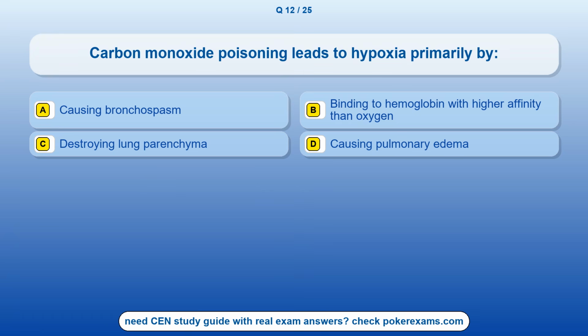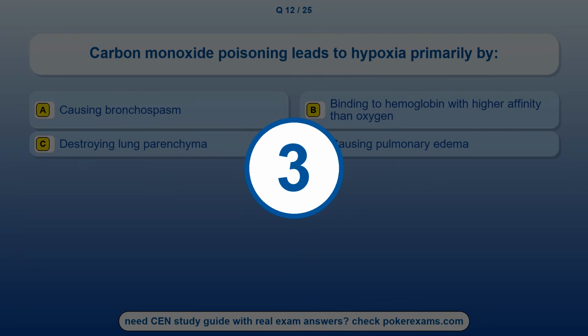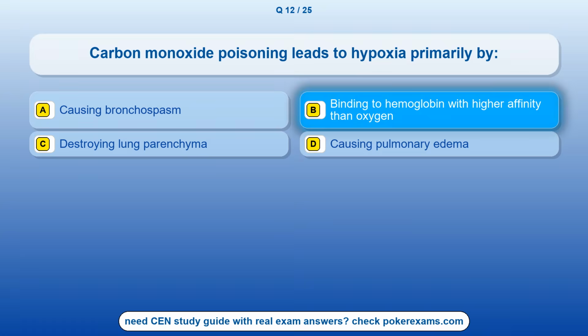Question 12. Carbon monoxide poisoning leads to hypoxia primarily by: Option A, causing bronchospasm. Option B, binding to hemoglobin with higher affinity than oxygen. Option C, destroying lung parenchyma. Option D, causing pulmonary edema. The correct answer is option B, binding to hemoglobin with higher affinity than oxygen.